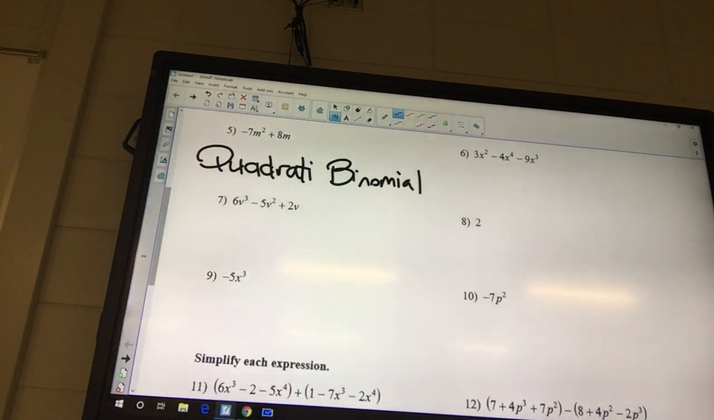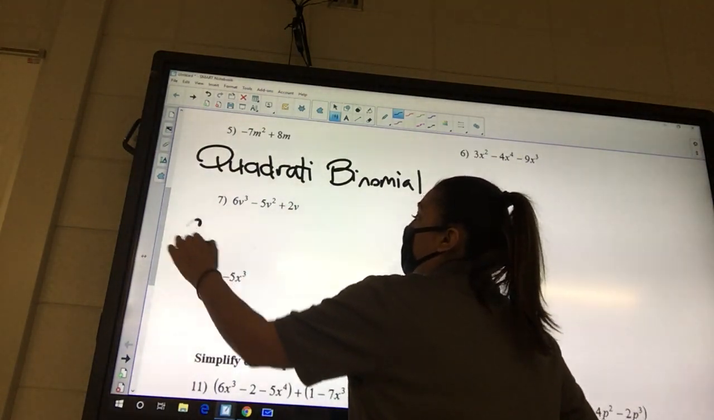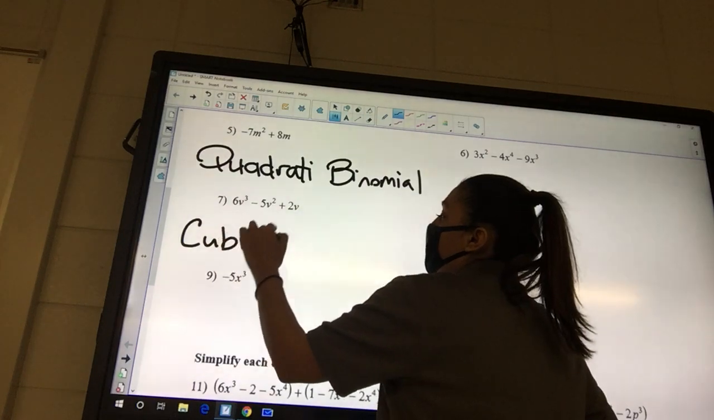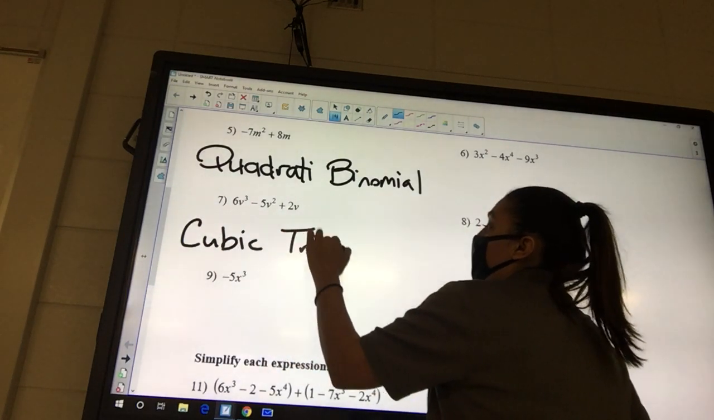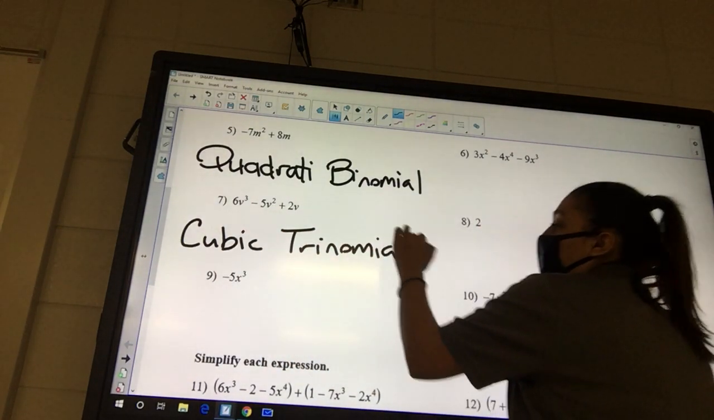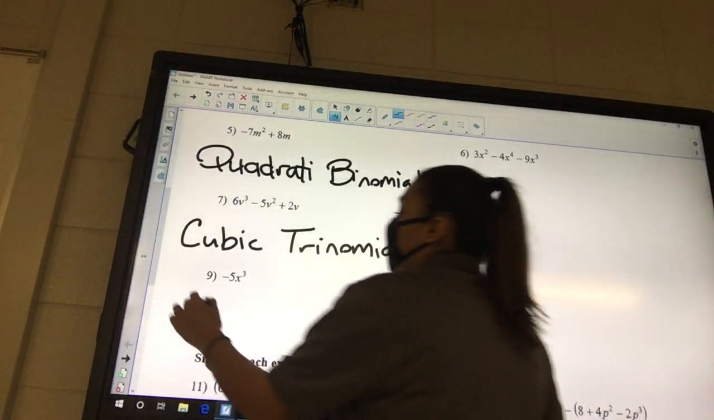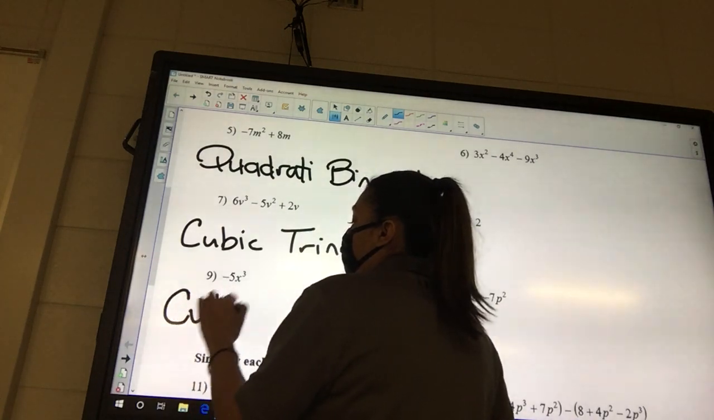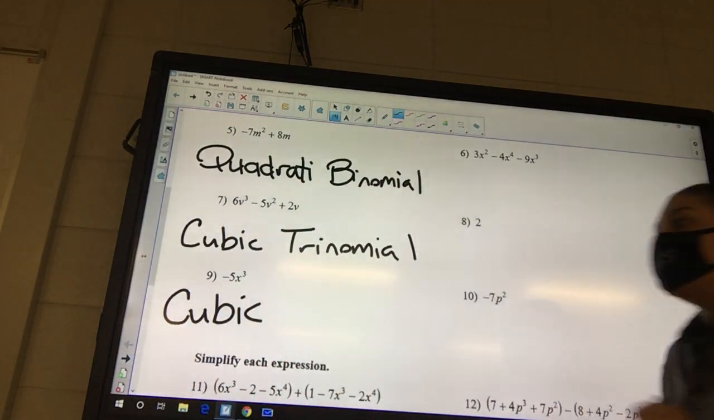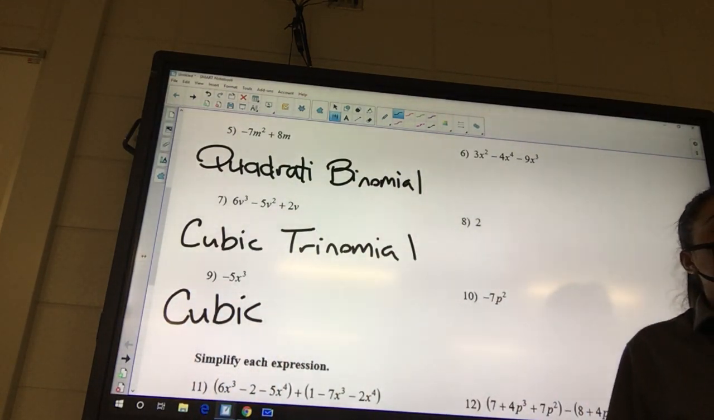Look at 7. What's the highest exponent? 3, so it's going to be cubic. And then how many terms? 3, so it's going to be trinomial. What about 9? Which is it, Reese? 3, so it's going to be cubic. How many terms? 2.